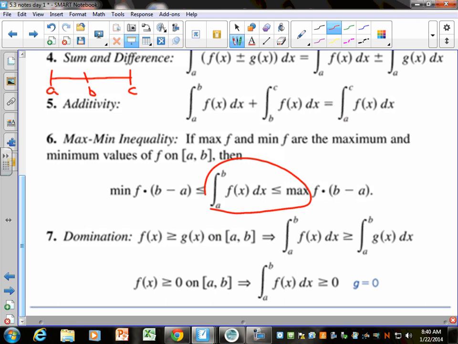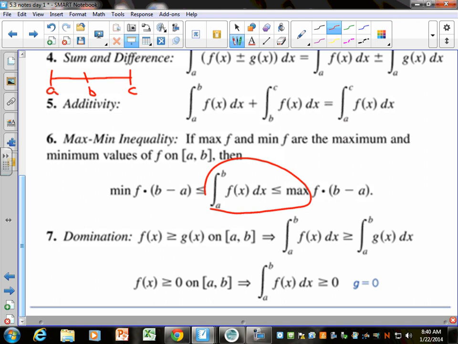If you have a function that's bigger than another function, or greater than another function on the same interval, then the integral, or the area of that function, should be bigger than the area of the other function. Does that make sense to you? To me, that one makes more sense.